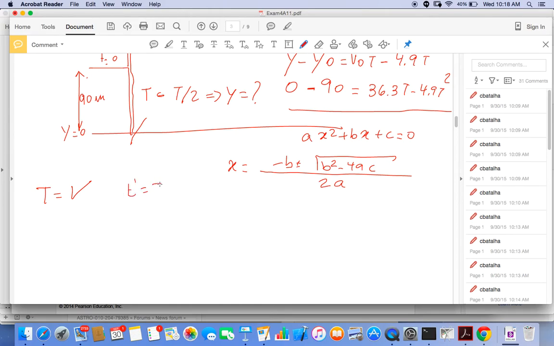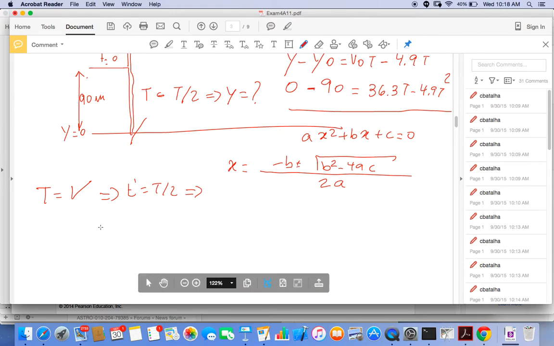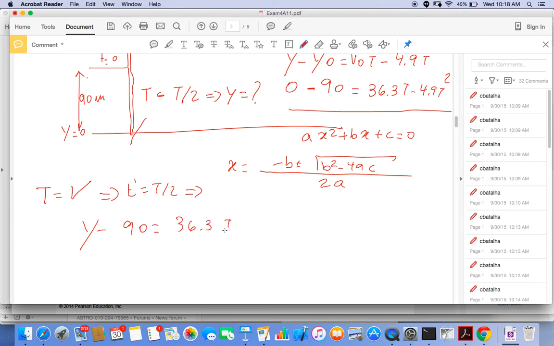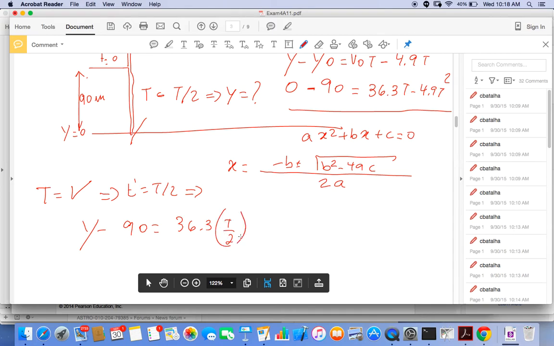Once you calculate the time, you divide it by 2, and then you can find the position at half time. You do the same thing again. Y minus 9 is equal to 36.3, and then you take the time you calculated before, minus 4.9 times that time squared, and pretty much that's it.